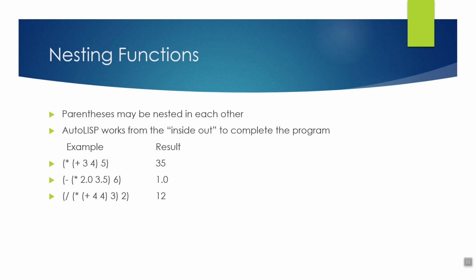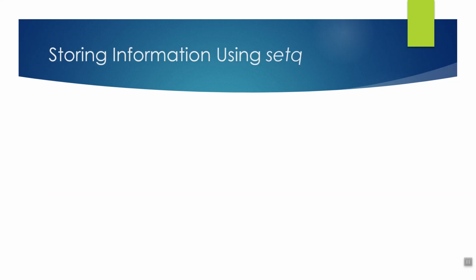The third example, I've done a couple of nests here. I've got add 4 plus 4, which is 8, and then multiply that times 3, which gives me 24, and then divide that by 2, which gives me 12.